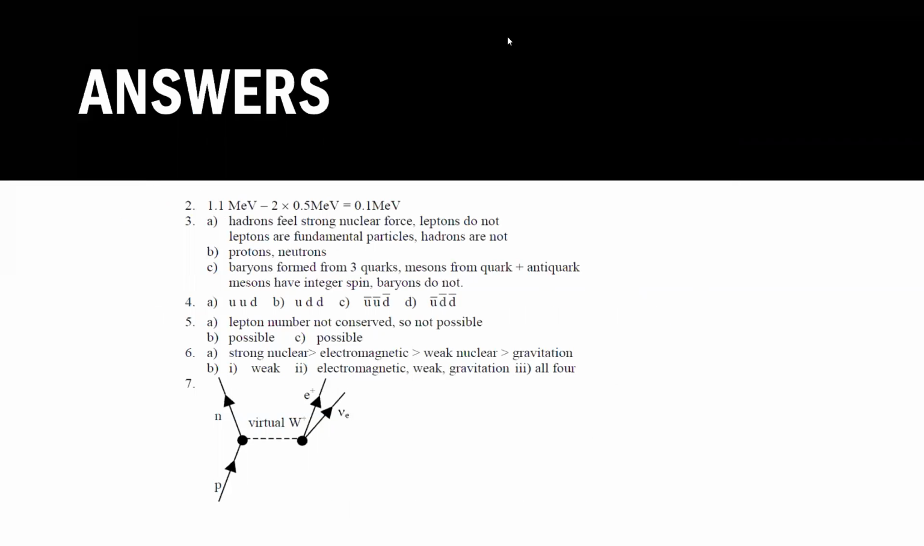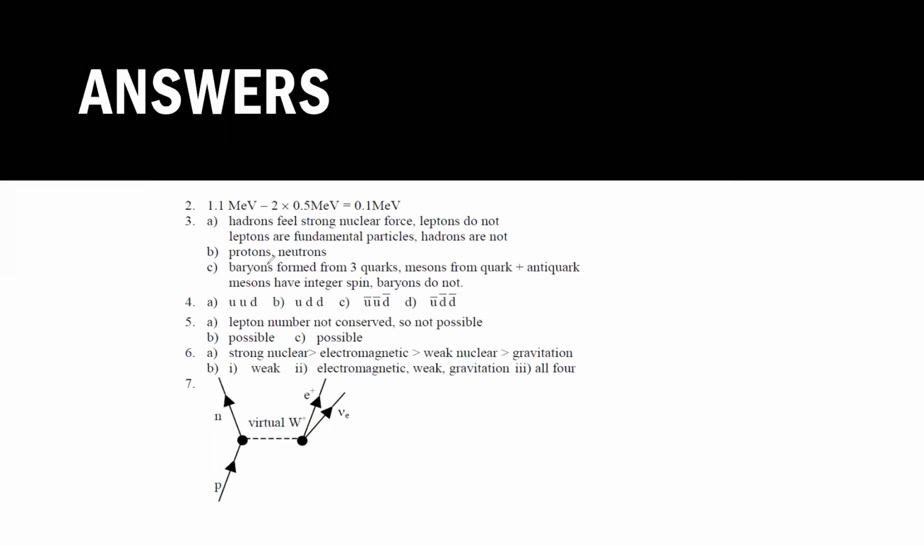Give two differences between baryon and meson. Baryons are formed by three quarks. Mesons are formed by a quark and an antiquark. Mesons have integer spins, for example +1, +2, +3 or -1, -2, -3, but baryons have half-integer spin.